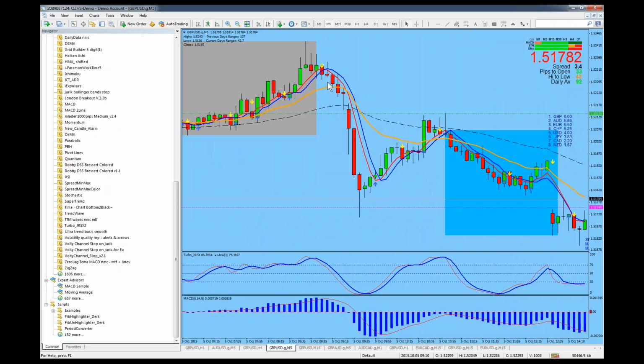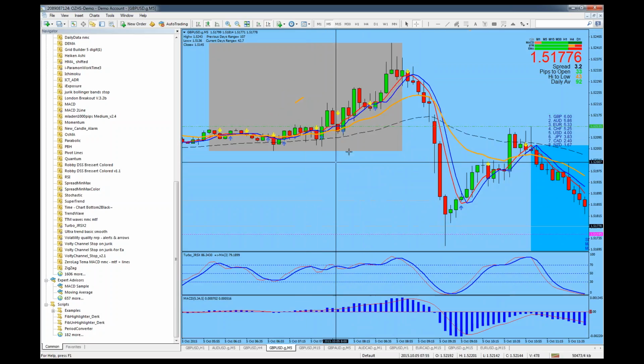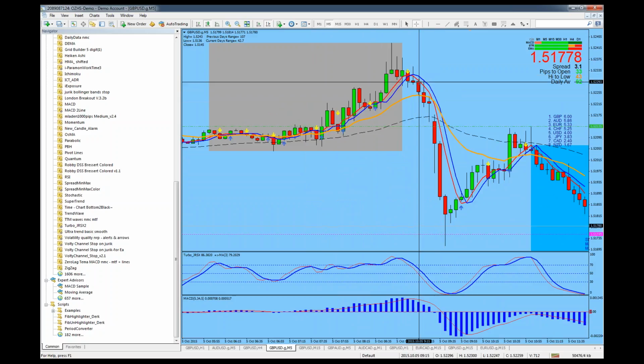So the 5 open and the 5 close. And when they cross is when I would look to enter a trade. And look at how close I am to where price actually turned around. I'm just a couple of pips away from the actual turn in the market. Same thing down here. I didn't get this bottom, but I got close enough to get the meat of the trade. You follow me? Yep. So I put the 5 open and 5 close on the chart.